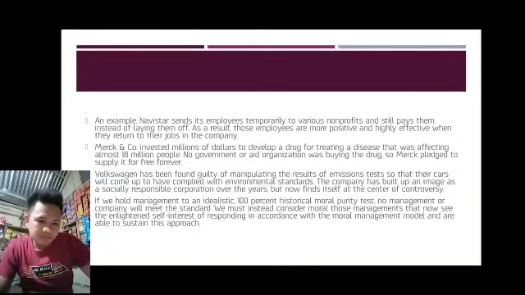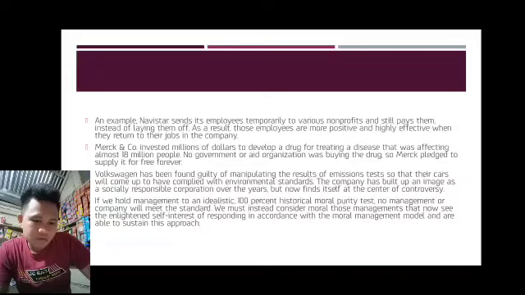And Merck & Co invested millions of dollars to develop a drug for treating a disease that was affecting almost 18 million people. No government or aid organization was buying the drug, so Merck pledged to supply it for free forever.